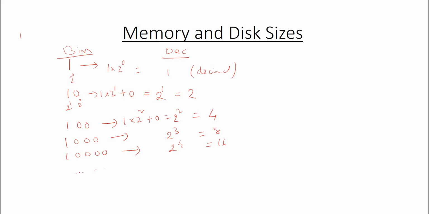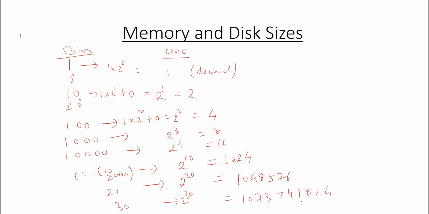Similarly, if you have 10 zeros, that is equivalent to 2 power 10, which is nothing but 1024. If you have 20 zeros, then that is 2 power 20, and similarly if you have 30, that is 2 power 30. So this is equivalent to this number. So why are we representing it like this? This is because the memory and disk sizes are represented in powers of 2.